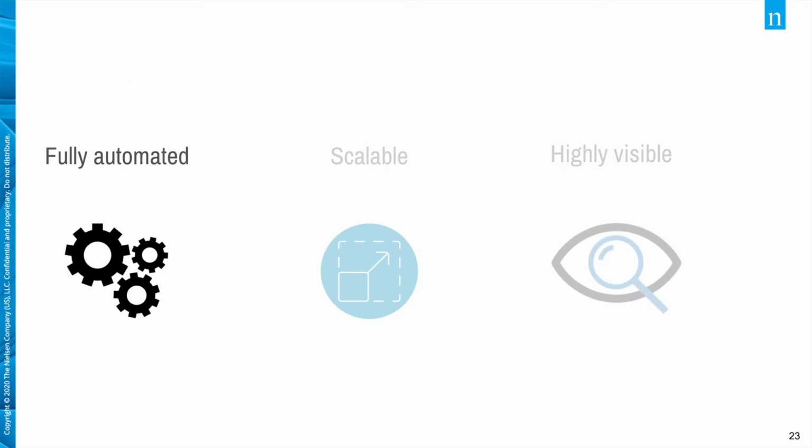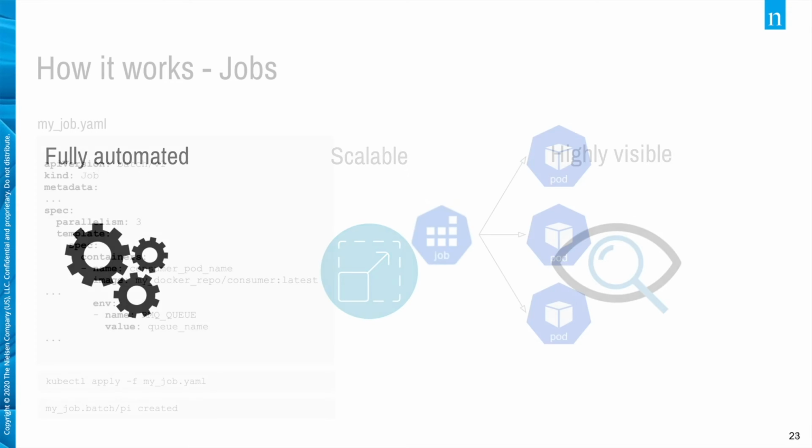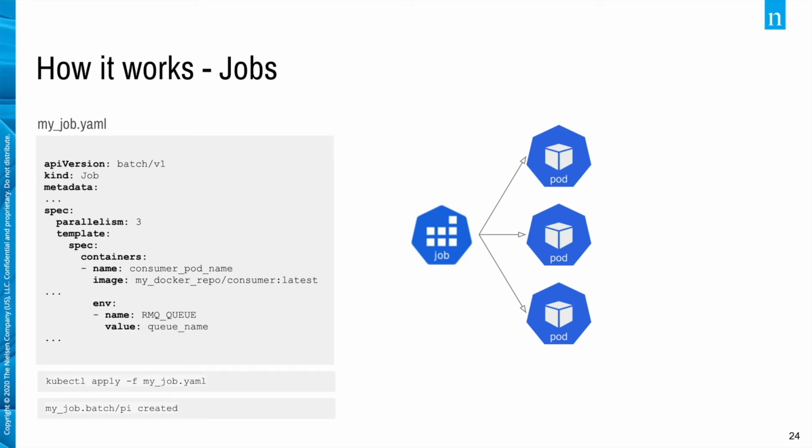Okay, so how does this solution solve our issues? First, let's talk about automation. How do we actually deploy jobs to the cluster? So the simplest way to do so is by writing a configuration file and deploying that configuration file to the cluster using the kubectl command we have discussed before.